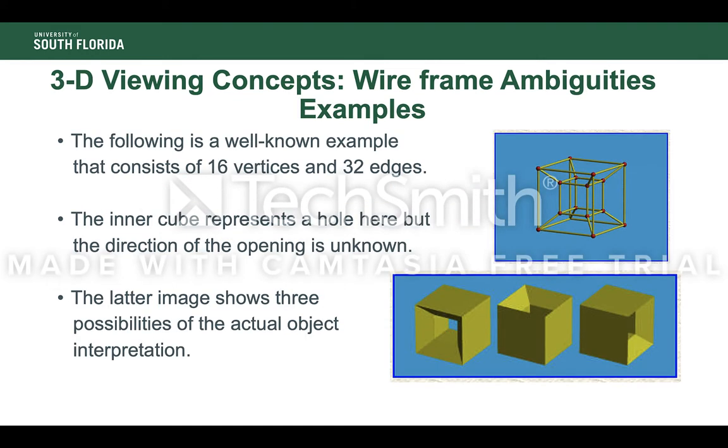Some examples of the wireframe ambiguity problem: again, there is a stick model with 16 vertices and 32 edges. Here the inner cube is actually a hole, but there is no way to know which direction it is. The later image is basically the interpretations of where the hole is directed. It can be looking over here, it can be up, or it can be towards the right, but there is no way to know. So this is a basic wireframe ambiguity problem that we need to deal with when we are considering wireframes.